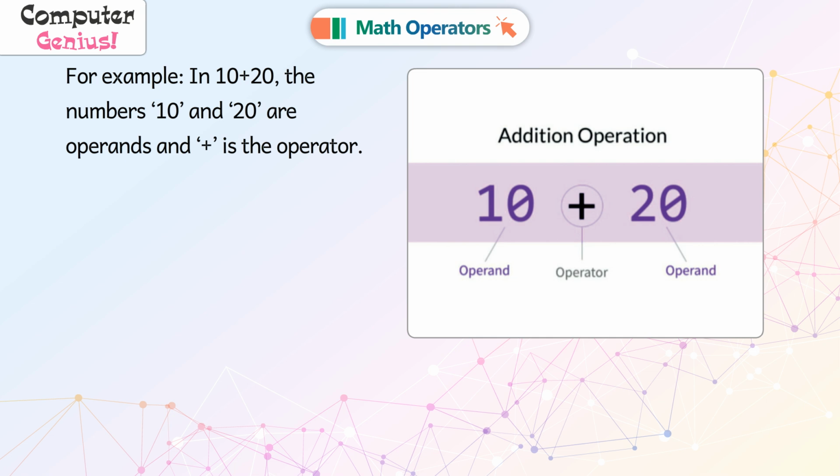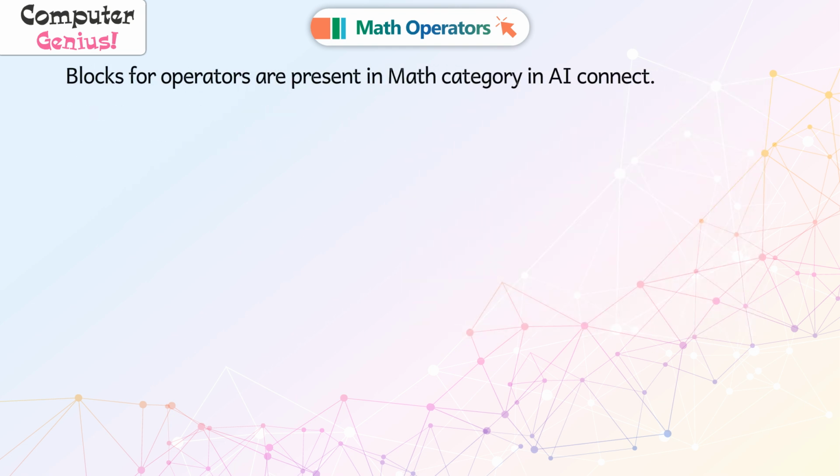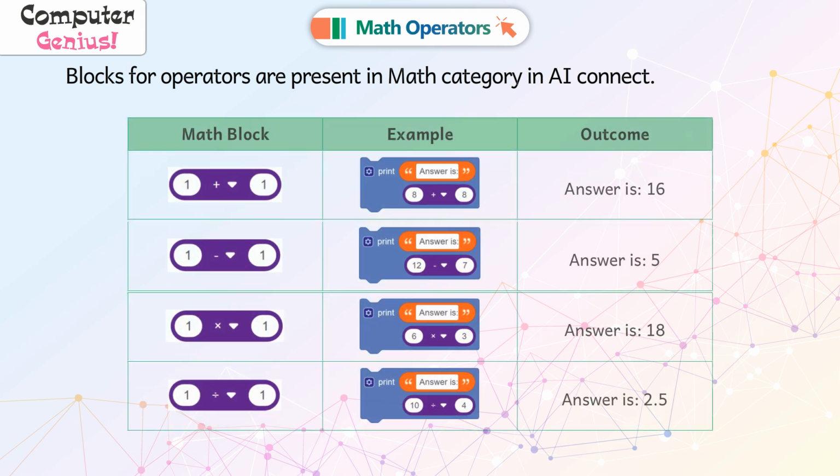For example, in 10 plus 20, the numbers 10 and 20 are operands and plus is the operator. Blocks for operators are present in the math category in App Inventor.